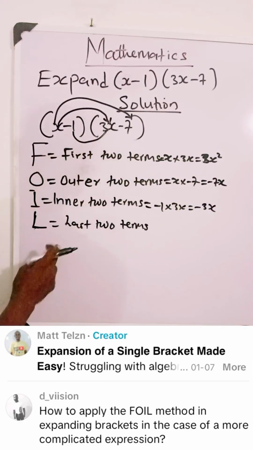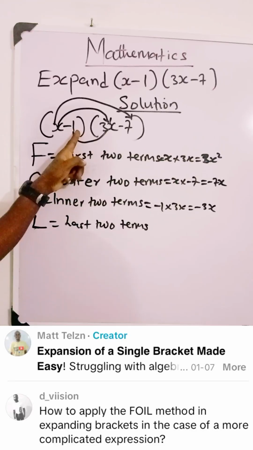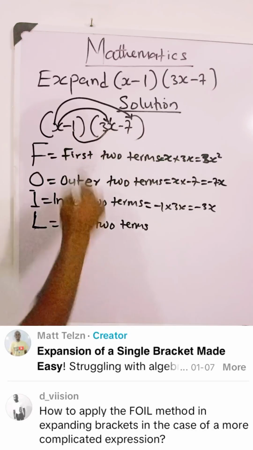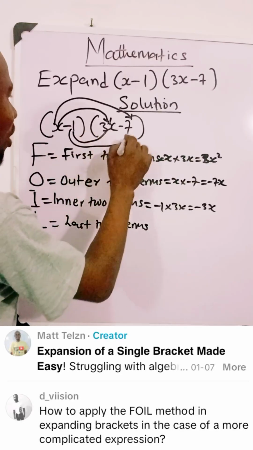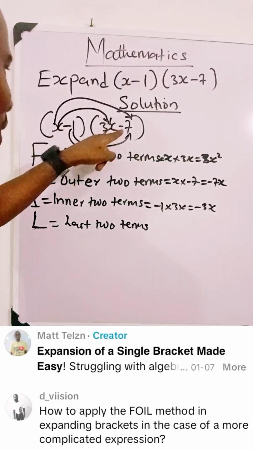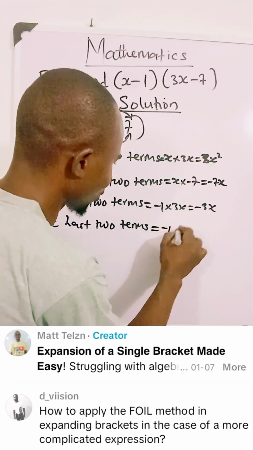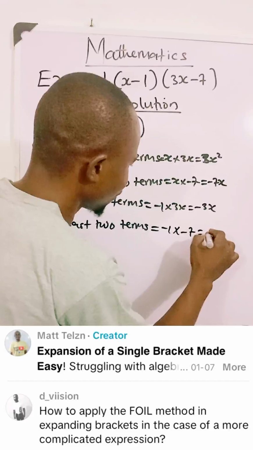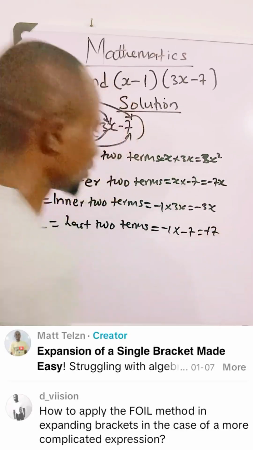The next thing is the last two terms. This is considered as the last term, and this also the last term. So I have the last two terms. I will multiply them, which is minus 1 and minus 7. Minus 1 times minus 7. This will give me plus 7, right?